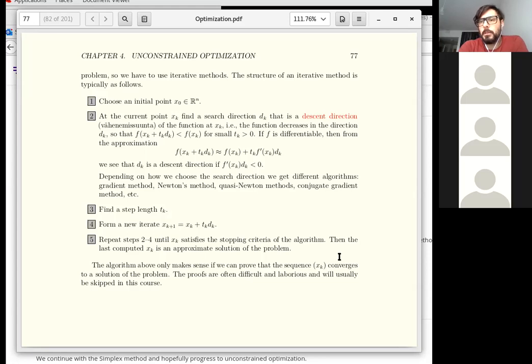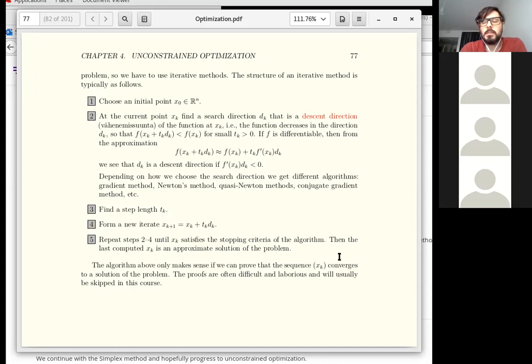Using the algorithm, and this of course depends on what the problem looks like and what the method is, makes sense only if we can prove that the sequence of points, the current point xk, the next point xk plus 1, xk plus 2, and so forth, converges to the solution of the problem. And by the solution, we mean the sort of solution we can contend with. It may not be the global optimum, but at least it's the sort of point that we look for.